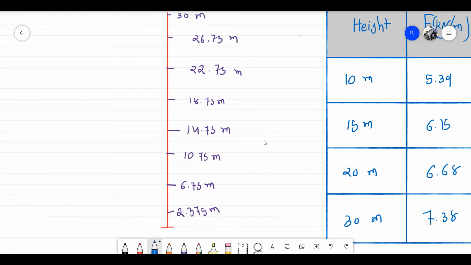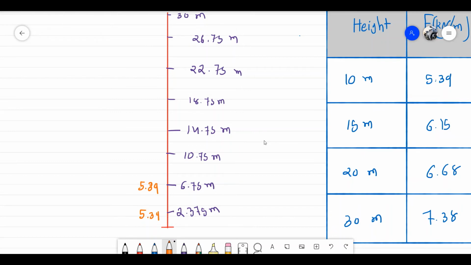Okay. Now, note one line is here. For the 10 meter, the force is constant. The force is constant. So for the 10 meter, force is constant, 5.39. At the height of the 10 meter, the force will be constant, and above 10 meter, the force will be changed. Right? Now how we calculate this?